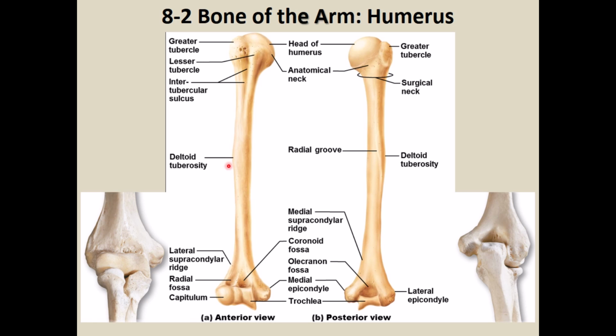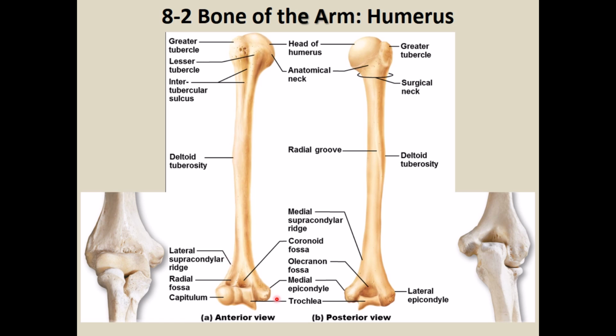You can see the deltoid tuberosity, and this is where the deltoid muscle attaches. And this one is called the radial groove. This is where the radial nerve passes through. So the radial groove is located posteriorly, and the deltoid tuberosity is located laterally.